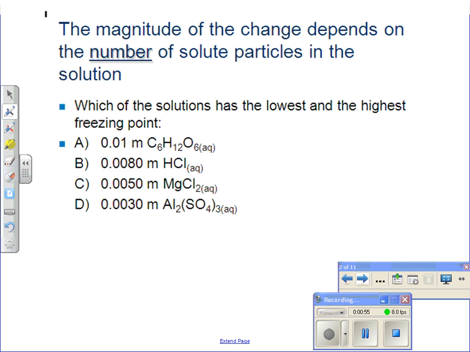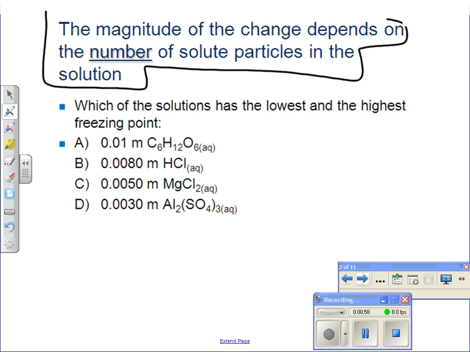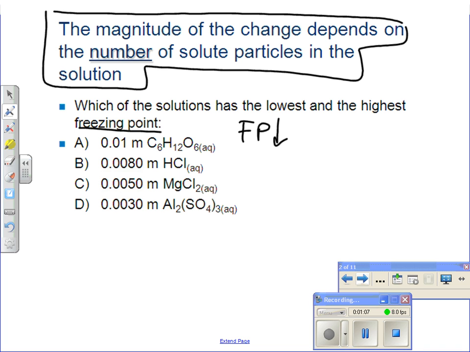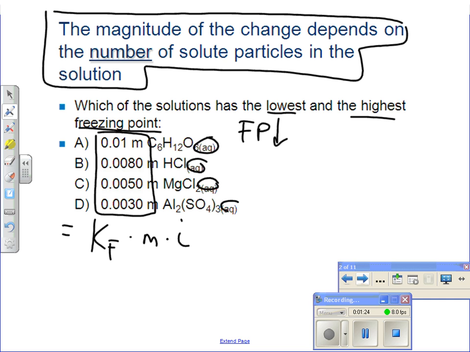Remember, we talked about this. The number of particles dictates what the magnitude of the change is going to be when you're talking about freezing point. Remember, freezing point is a depression. So when you're trying to find the highest and the lowest, first thing you check to see if the molalities are all the same. Because normally it's Kf times m times i equals the freezing point depression. If you notice, they're all aqueous. So since all these are aqueous, you know that the Kf doesn't really matter. So what you have to do is you're comparing m times i, the Van't Hoff factor.